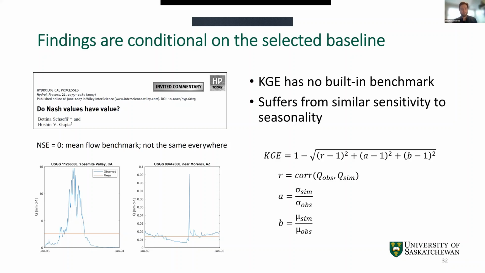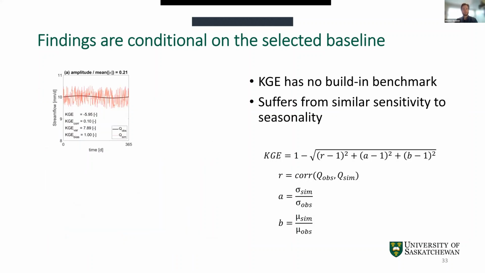Now, we obviously don't use NSE, we use KGE, and KGE has no built-in benchmark, but it has a similar sensitivity to seasonality. And we can easily see this by looking at some synthetic data. What we've got here is some synthetic observations with very low seasonality in black, and some synthetic simulations in red. And these are simply the observations plus a 10% random error added on top of them. And the KGE score in this particular case is pretty low, it's minus 6, and I don't think anyone would typically consider that to be very good.